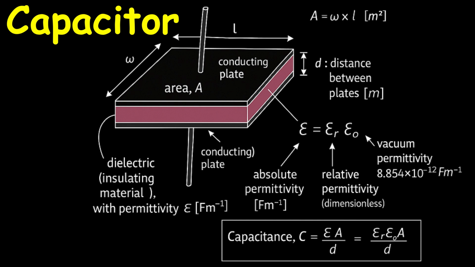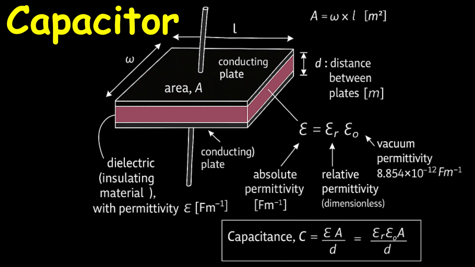Think of it like this: imagine the space between the plates as a container. A vacuum is just an empty container. But a dielectric material is like putting a special, highly absorbent sponge into that container. For the same amount of effort, you can now pour far more charge into it because the sponge helps to soak it up and hold it. A material with a high permittivity is like a superabsorbent sponge for electric fields.